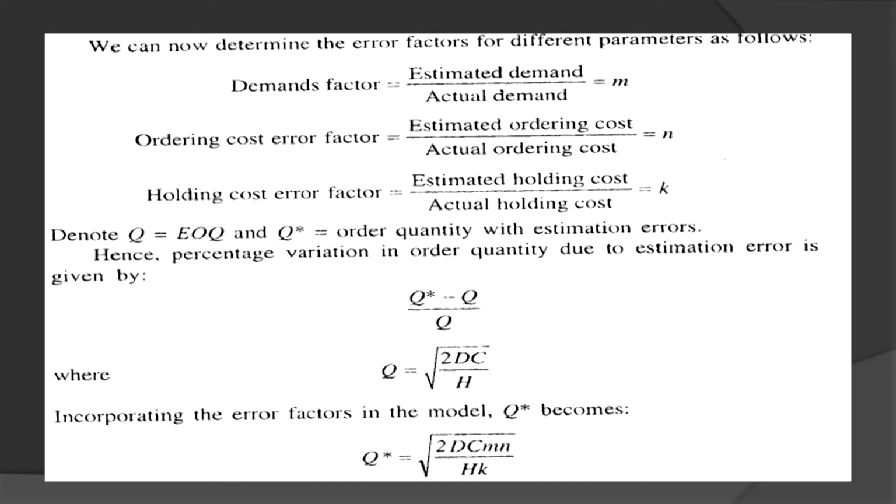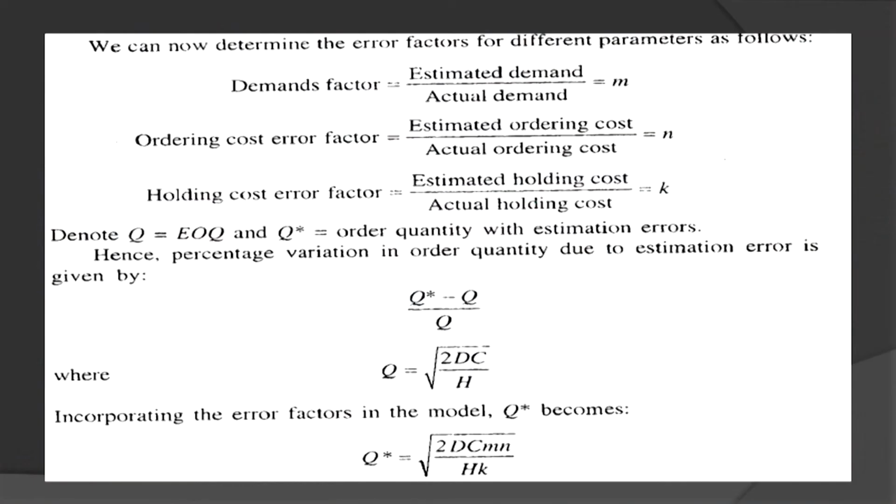If you see the variation here, it is Q star minus Q, that is, the estimated quantity minus the actual quantity, meaning the quantity estimated with errors and the actual quantity which was purchased, called the real quantity, that is the EOQ, divided by Q. And if you look at the model, which is the standard EOQ model, it is the square root of 2 DC divided by H, that is, 2 multiplied by the annual demand, multiplied by the ordering cost, divided by the holding cost, under root of this.